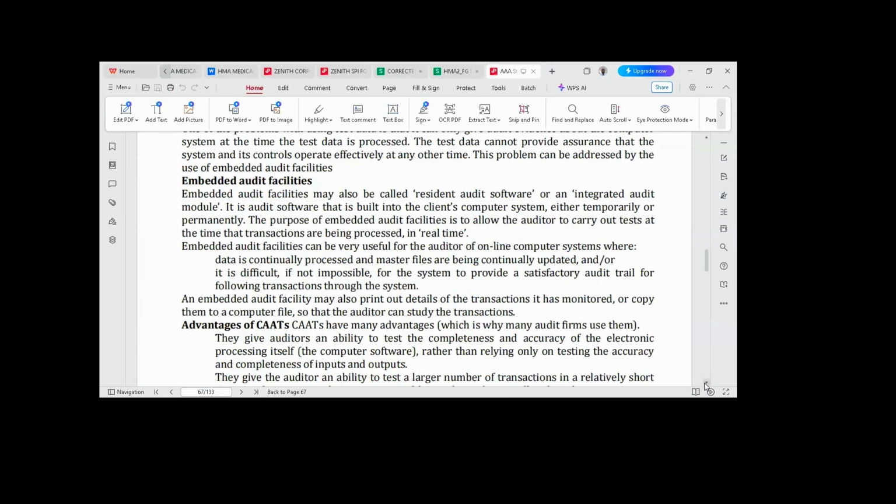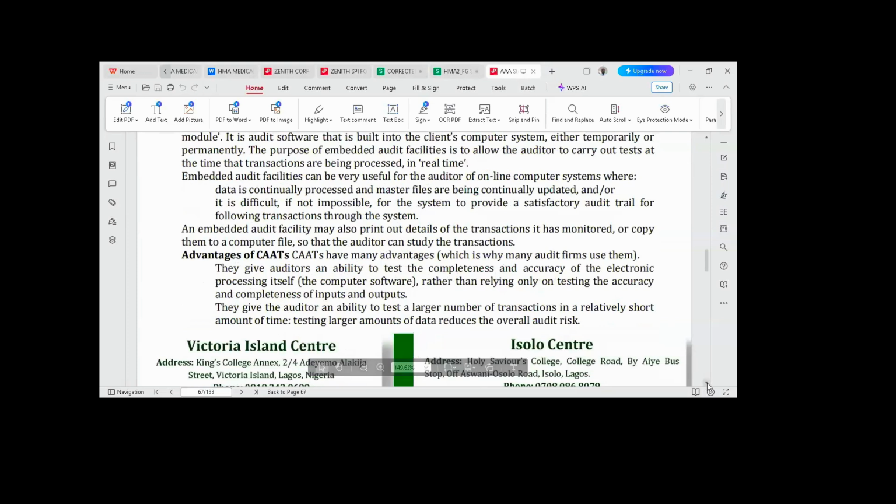So with that said, I've talked about CAT, computer assisted audit techniques, and they are divided into two: audit software and test data. Now let's look at the advantages. What are the advantages of CAT? That is for both of them. One, it gives the auditor an ability to test the completeness and accuracy of electronic processing itself. That one is self-explanatory because you are digging deep into the client system. You are not taking information just from the surface. You are going into the system, into the server, to extract information. So there is assurance that the information you collect is complete and accurate.